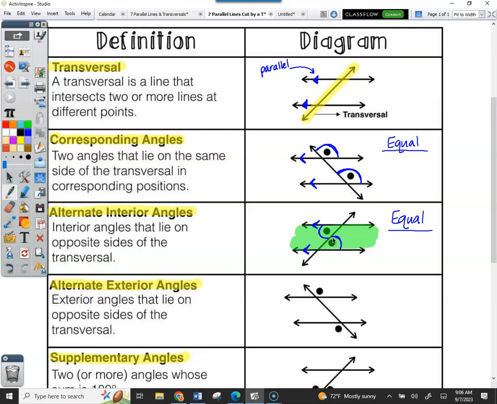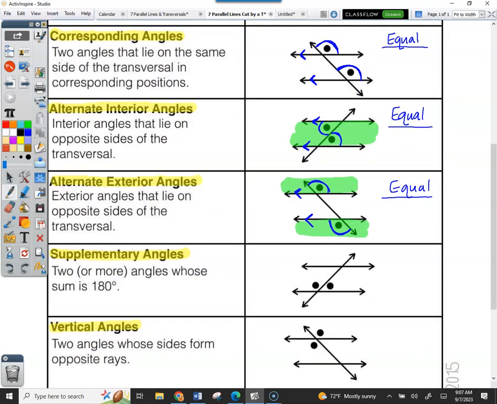Now, alternate exterior. Same concept, but now it's where? It's on the outside of the parallel lines. I'm going to shade the outside here and down here to show you that it's on the outside. We're going to make our marks that we have parallel lines. We've got a transversal. We have alternate exterior angles, and they are always equal to each other. Stay with me?